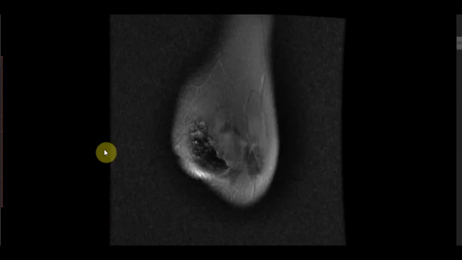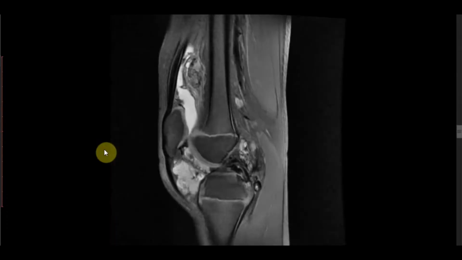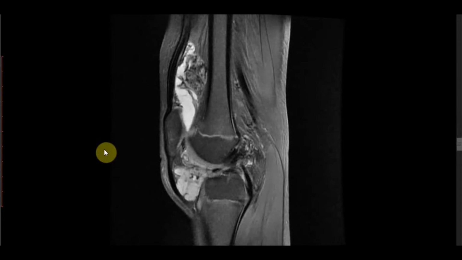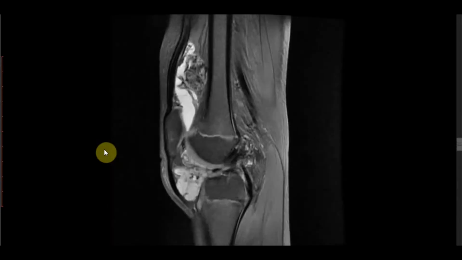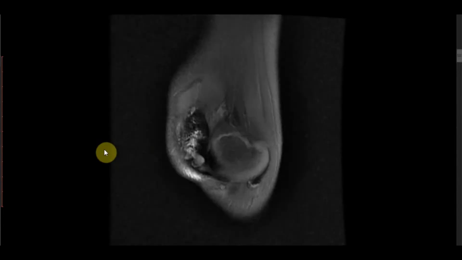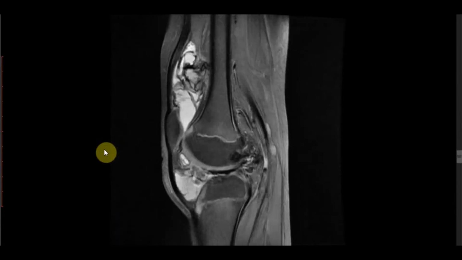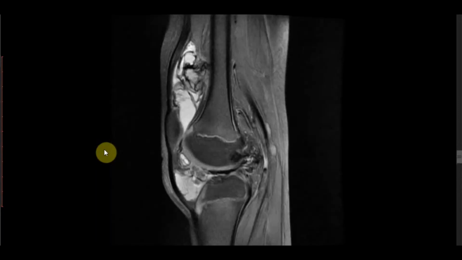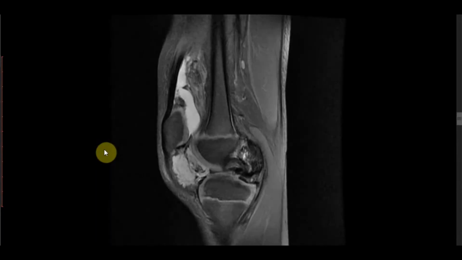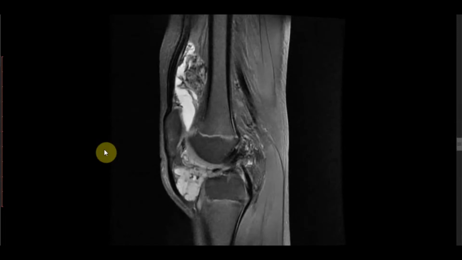This is a case of a 6-year-old female who presented with swelling in the knee joint, and this is the sagittal PD fat sat, and we can see there is presence of joint effusion and synovial thickening, and multiple synovial masses are noted with presence of hypointense lining in it. So what can be this hypointensity? It is because of hemosiderin deposition.